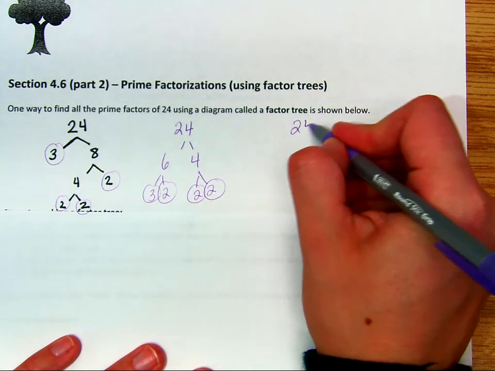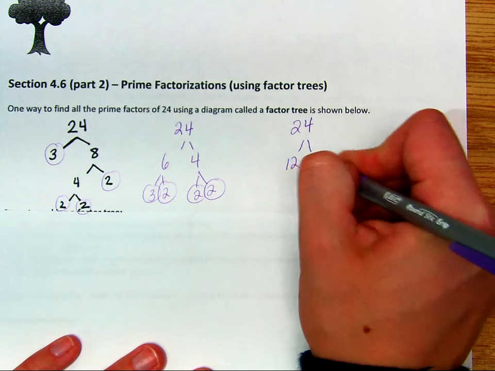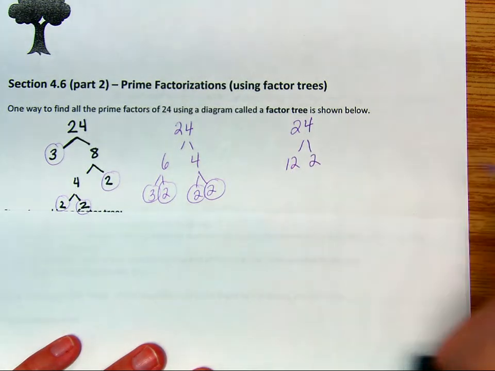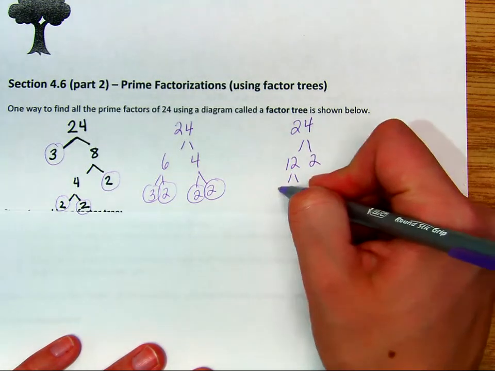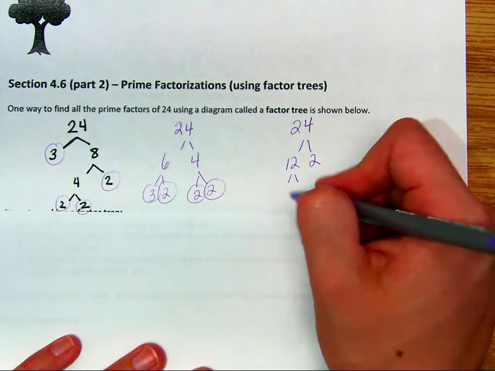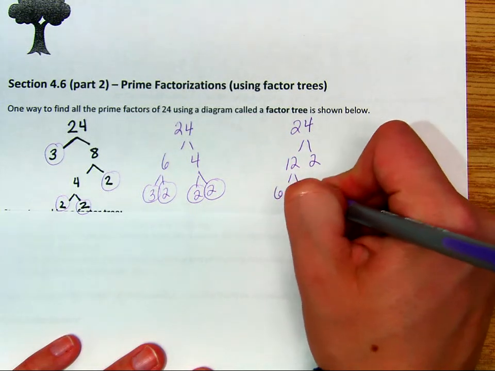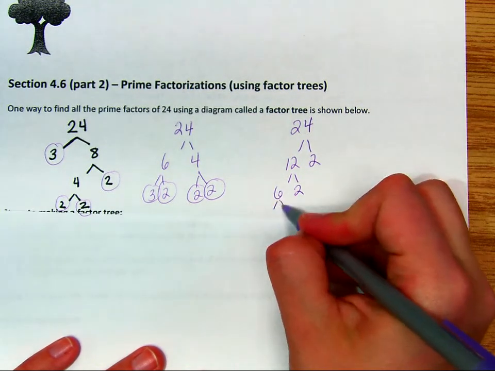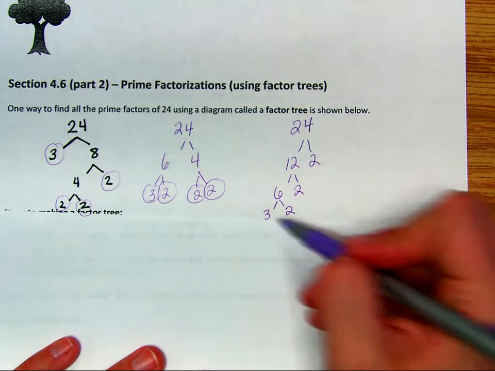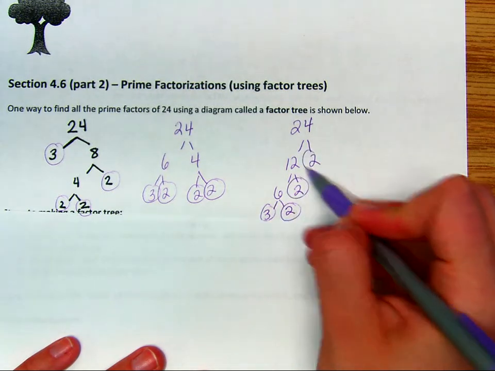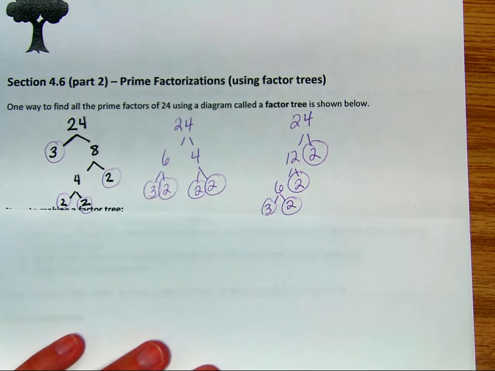You might have even chosen to do 12 times 2 first. Okay, so 12 times 2 should still work. 12 can be broken down into either 6 times 2 or 4 times 3. I'll do 6 times 2. And then 6 is 3 times 2. Again, I get the same prime factors.